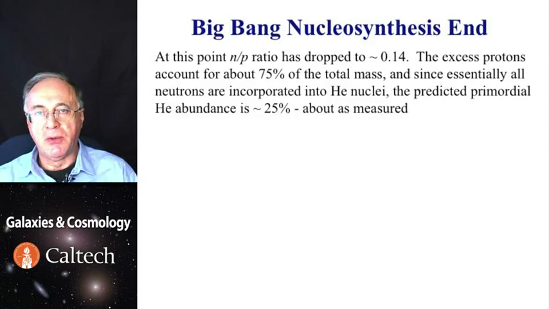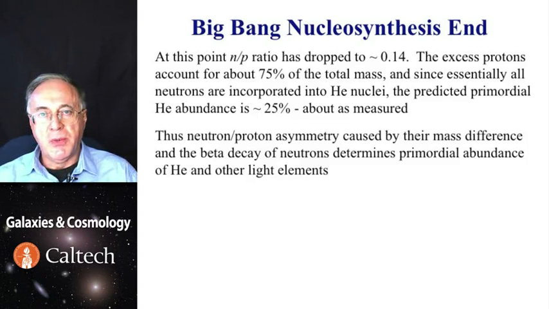At this point, the neutron to proton ratio has dropped to 0.14, and these neutrons end up in the light nuclei that are produced. This is roughly 25% by mass, and this is why there is about 25% by mass of primordial helium. So in this way, the intrinsic mass difference between protons and neutrons, something that comes out of particle physics, determines the abundances of light nuclei created in the Big Bang.